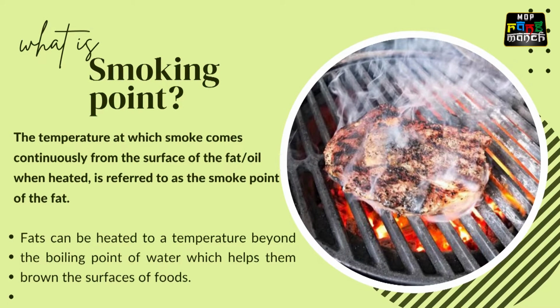What is smoke point? The temperature at which smoke comes continuously from the surface of the fat or oil when heated is referred to as smoke point of the fat. Fats soften gradually on heating and they do not have a sharp melting point. Fats can be heated to a temperature beyond the boiling point of water, which helps them brown the surfaces of foods. Smoke point of fat or oil differs from one fat to another, so fats need to be chosen on the basis of their resistance to smoking at the temperature used.